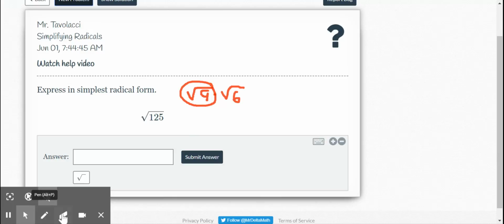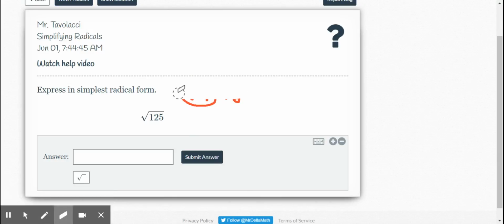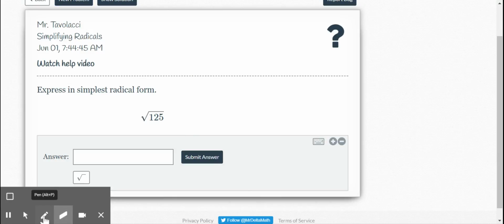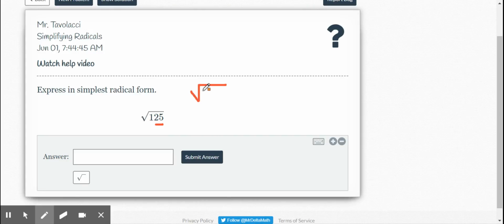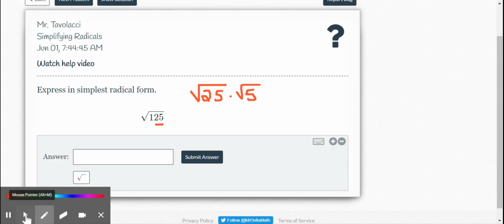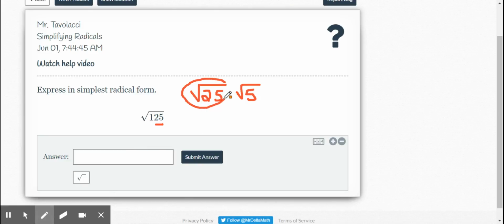Okay, 125. 125 at least has a wrinkle in it. Now, we can see it ends in a 25. So that means one of the factors is most likely 25. Okay, so we're going to break this up into the square root of 25 times the square root of 5. If I had 5 quarters, I'd have 125 cents. Okay, so, sorry. Square root of 25 we can take. Square root of 25 is going to become 5.